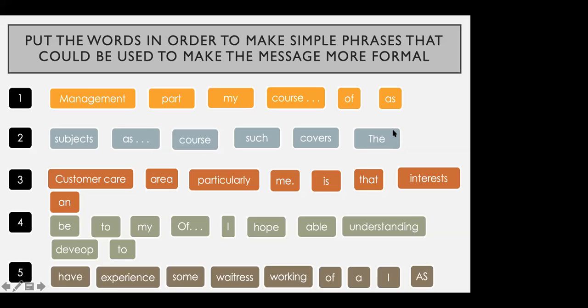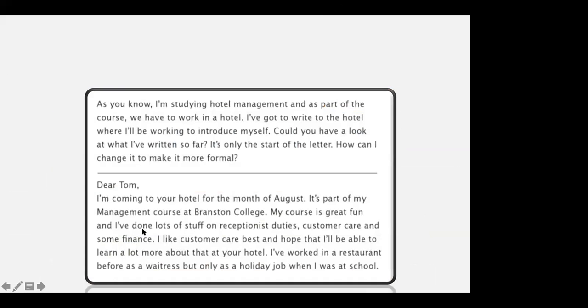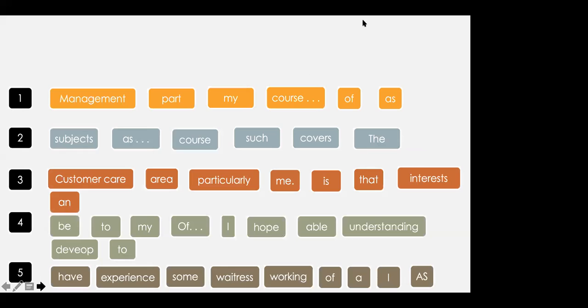Okay, what you had to do, let me explain this again, is these are some expressions that can make the previous email we checked more formal, but they are not in order. All of the elements that make up the sentence are not in order. So you need to use, for example, in number one, the word management, the word part, the word my, the word course, of, and as to make a sentence that is going to make the email look more formal, but only using those. For example, in number one, you have to use 6 elements. Okay, that's the activity.